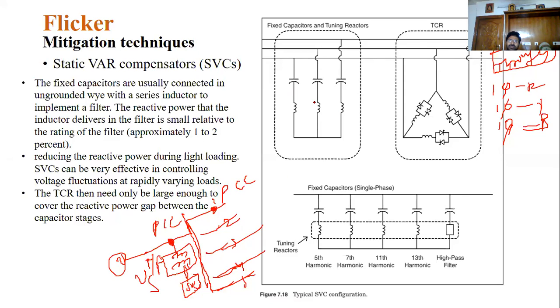The static var compensator is nothing but a TCR. We already discussed the TCR also. It is a combination of a source, an inductor and a capacitor. This is the TCR single line diagram. You can draw the single line diagram of the TCR, a combination of inductance and capacitance.